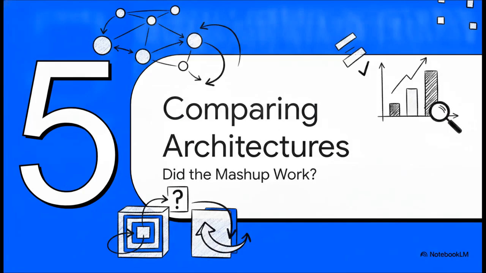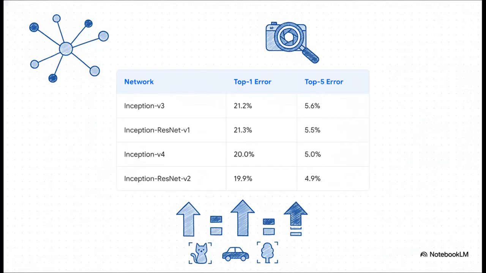Section 5. Comparing the architectures. Did the mashup actually work? Now that the networks were stable and fully trained, the big question remained: did adding residual connections to Inception actually make a difference? Let's move to the data and see how this builds across the different models on a standard image test. Take a look.